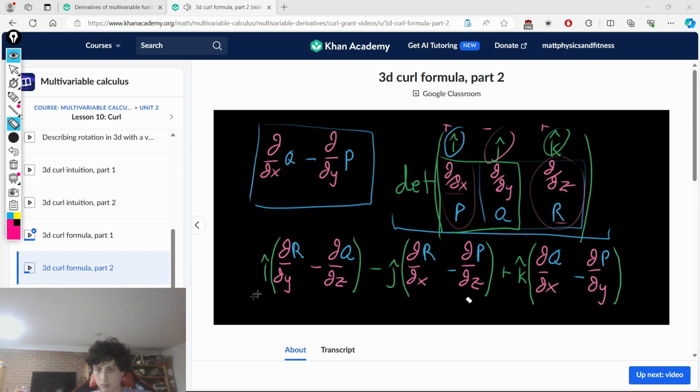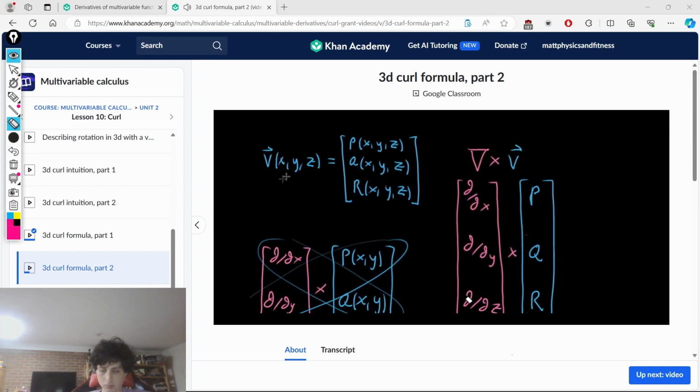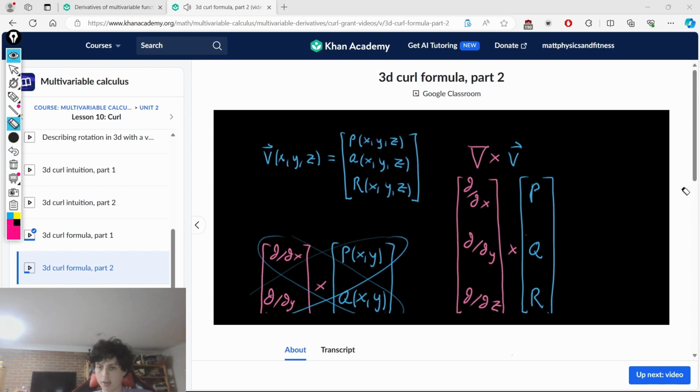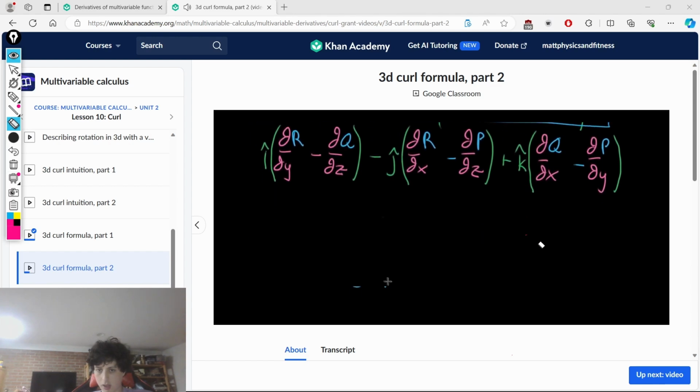And that entire expression is the three-dimensional curl of the function whose components are p, q, and r. So here we have a vector valued function v, whose components are p, q, and r. And when you go through this whole process of imagining the cross product between the del operator, this nabla symbol, and the vector of p, q, and r, what you get is this whole expression. And here we're writing it with the ijk notation, if you were writing it as a column vector.